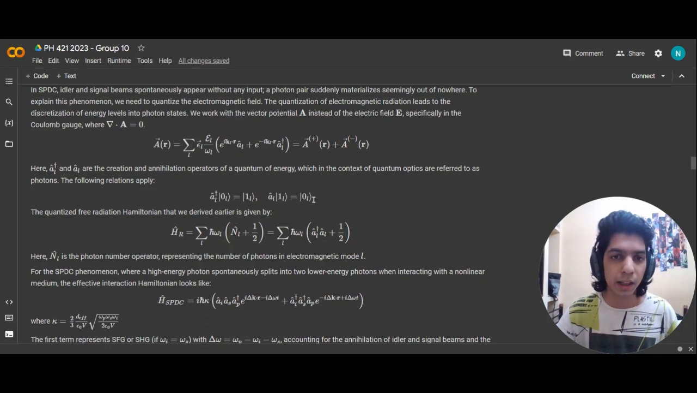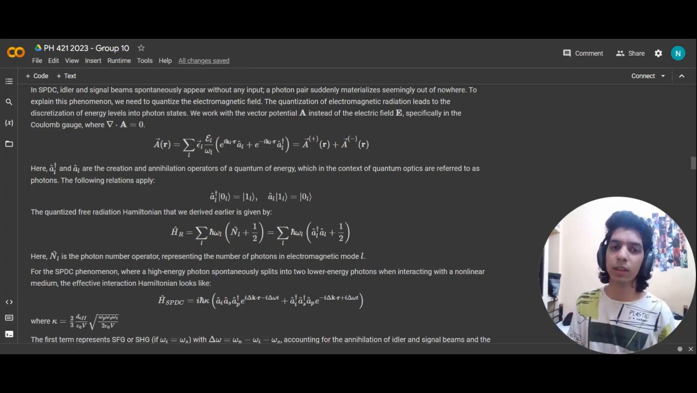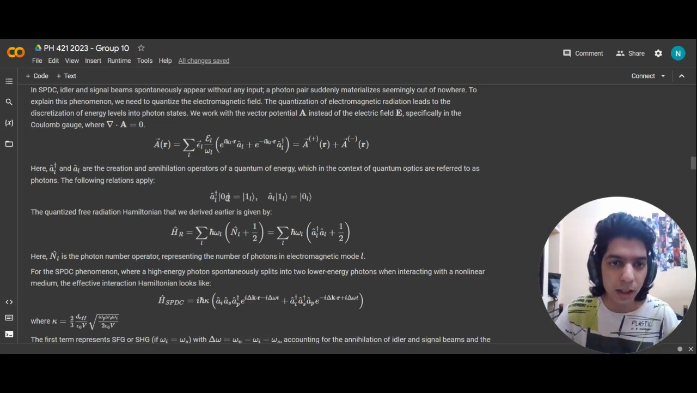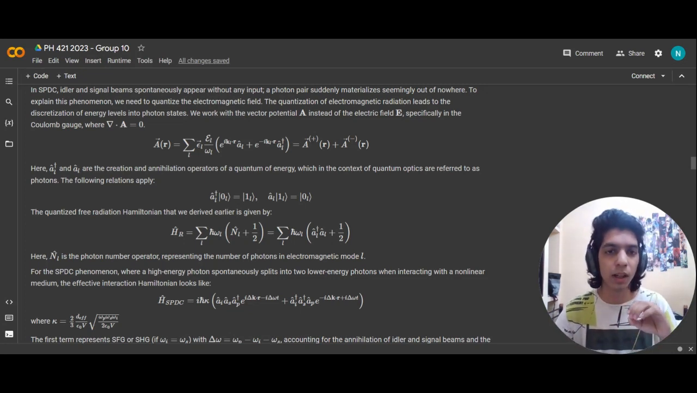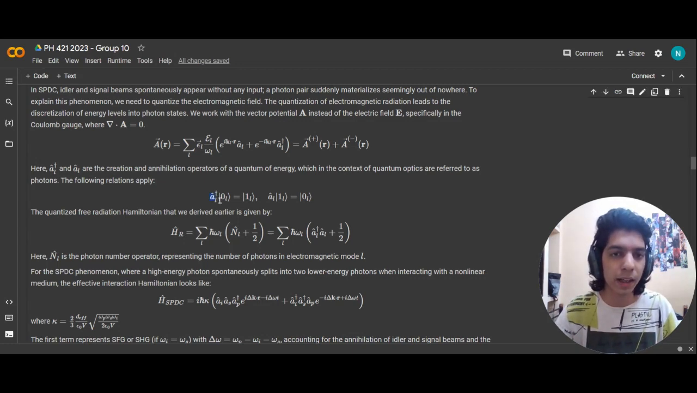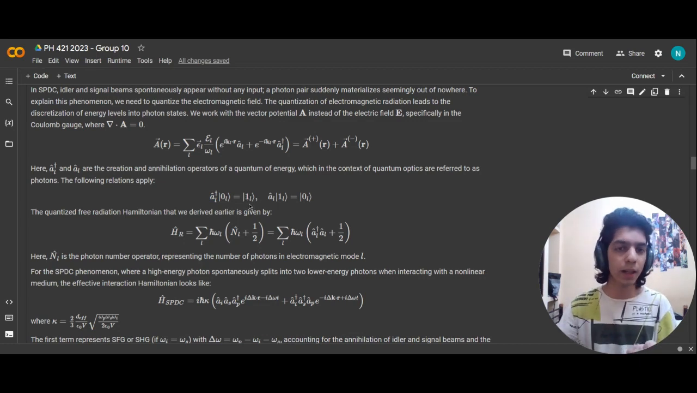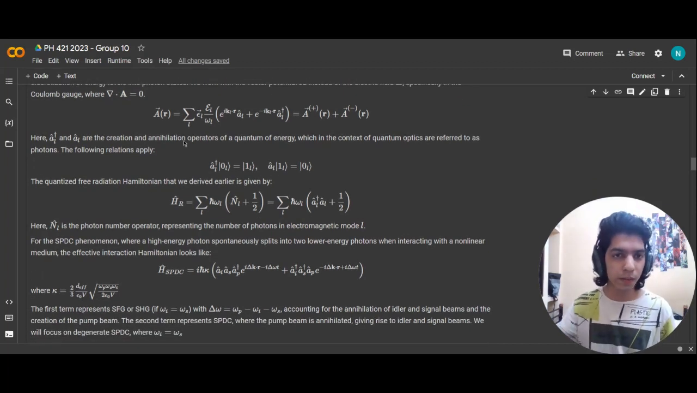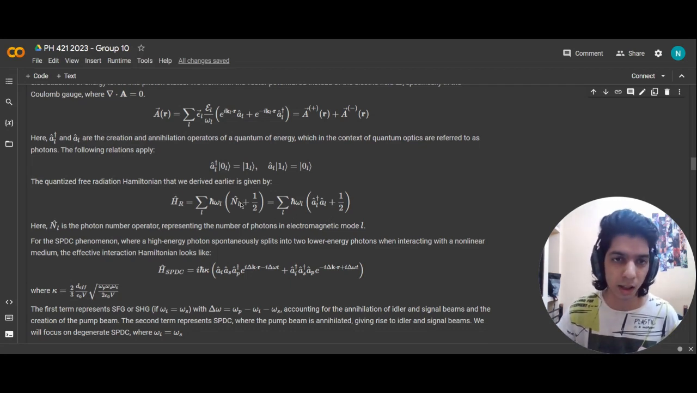So these creation and annihilation operators just create a photon and destroy a photon. If it acts on |0_L>, that means there is no photon in the mode L. If we act a dagger of L on this, then we create a photon in the Lth mode. Similarly, we can destroy a photon in the Lth mode using the destruction operator. And the quantized free radiation Hamiltonian, which we derived earlier, can be written in this form, and in this, N_L is the photon number operator.